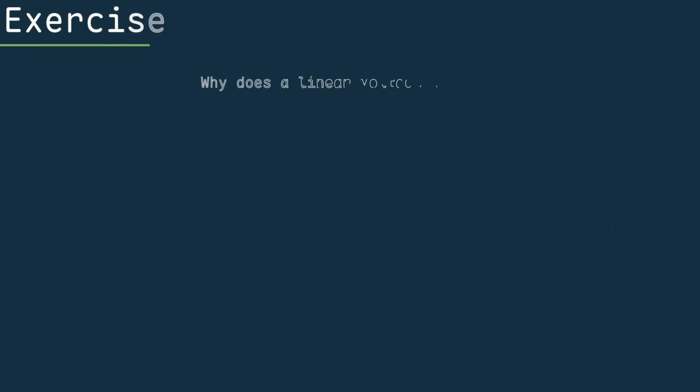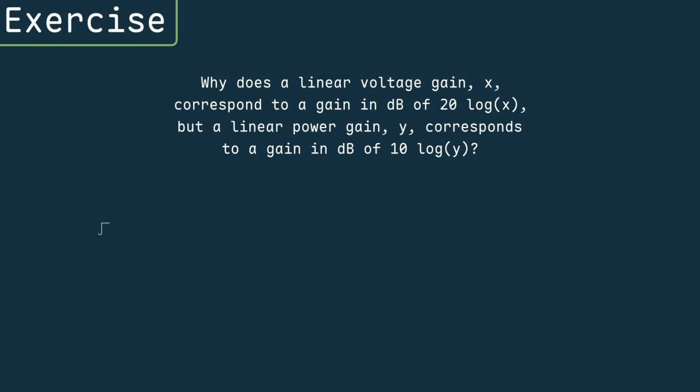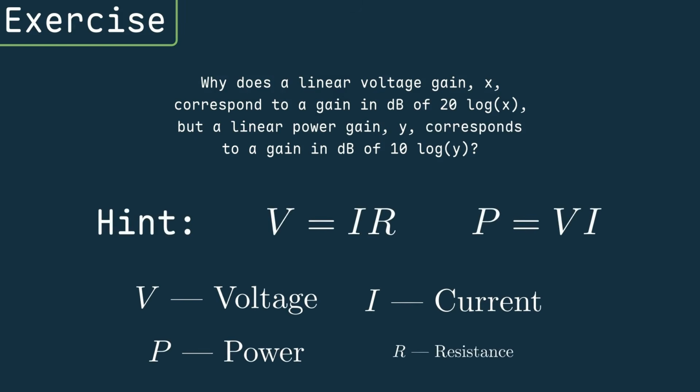As a little exercise, try to figure out why this is. Here's a quick hint. It has to do with Ohm's law, where voltage equals current times resistance, and the power equation, where power equals voltage times current. Let me know in the comments what you think.